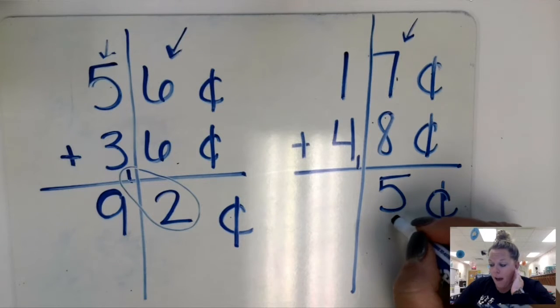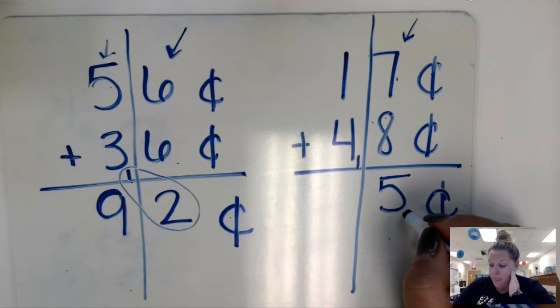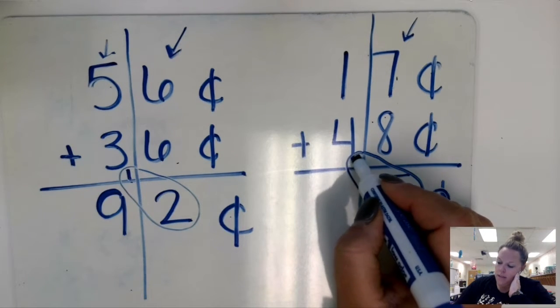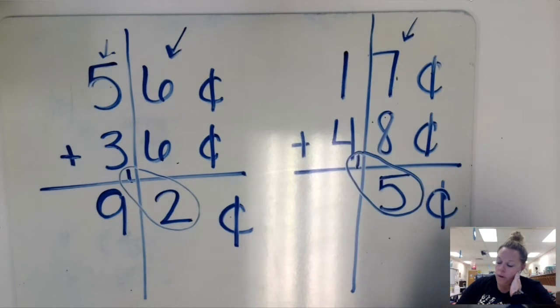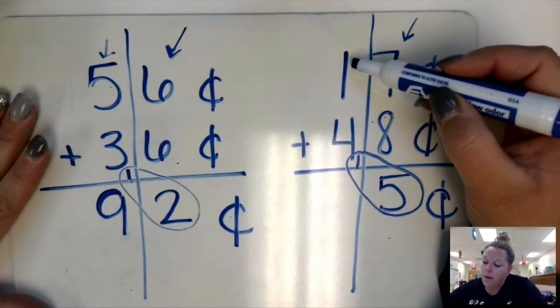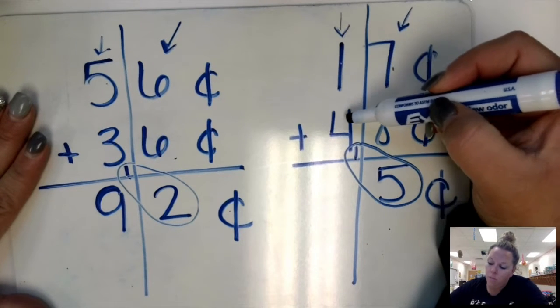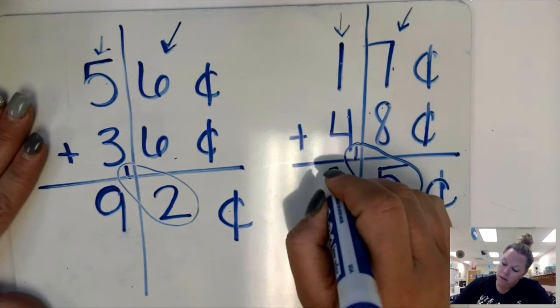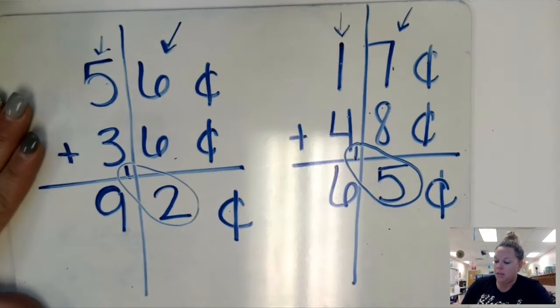So I'm putting a 5 down below. Okay, you can still see that I have my answer of 15. The 1 is now just traded over into the dime spot. Now I need to add up my dimes second. 1 plus 4 is 5, and 5 plus 1 is 6. So my answer is 65 cents.